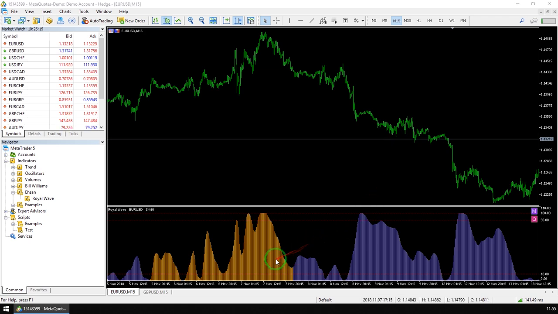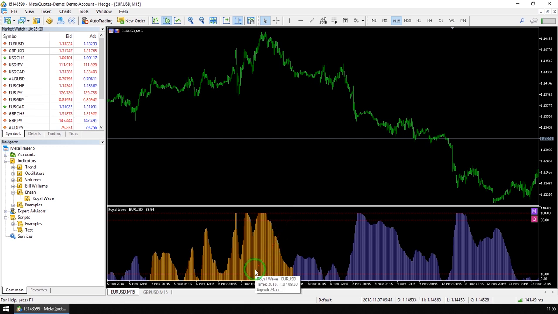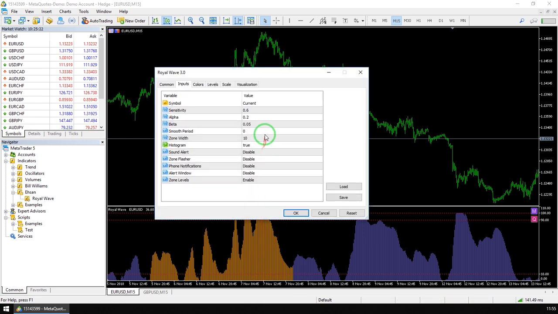To make the signal smoother, use the smooth period input parameter. Be careful about the high values of this parameter because it makes the oscillator lag.